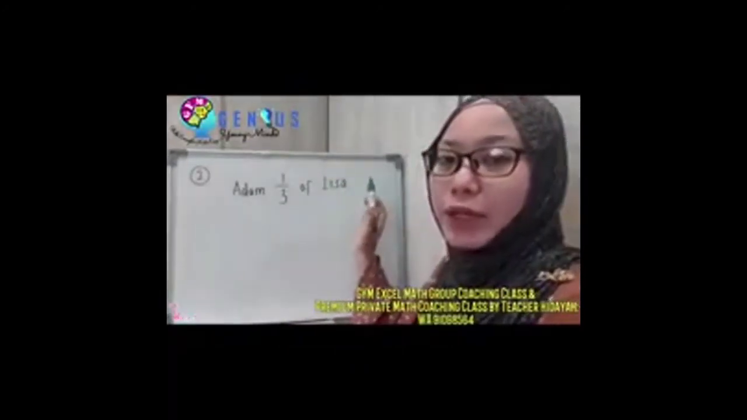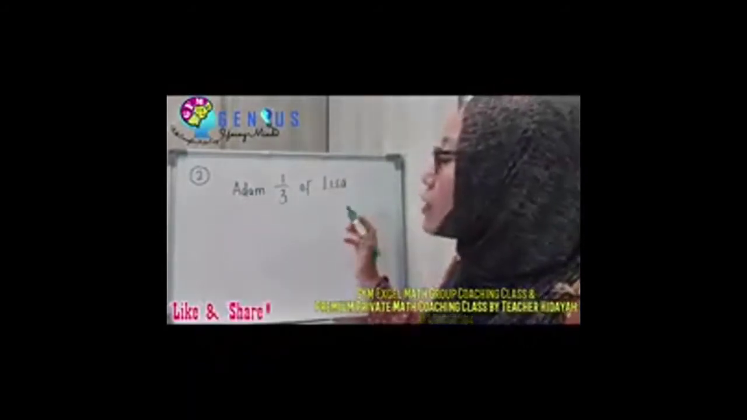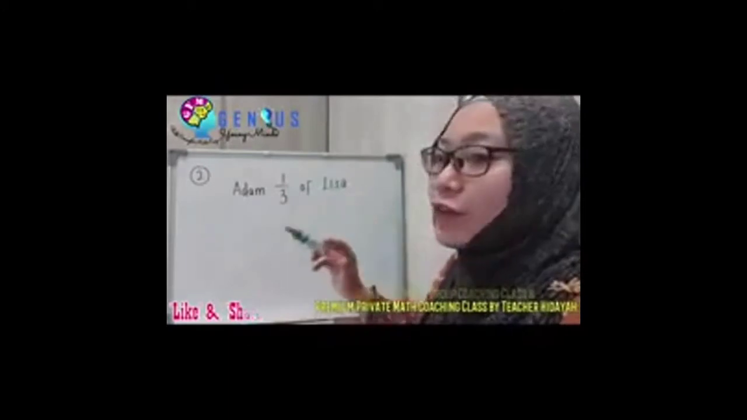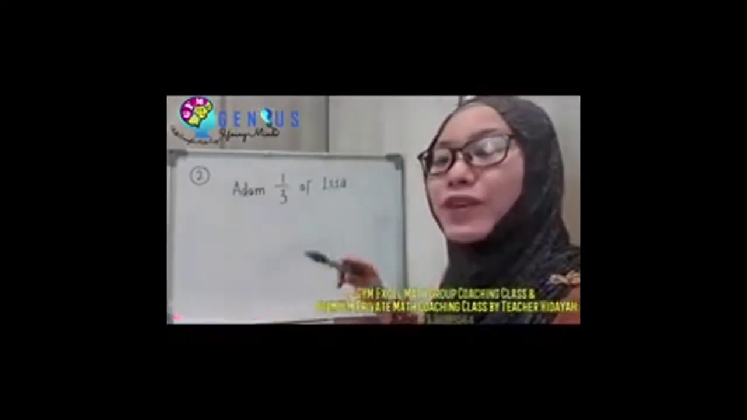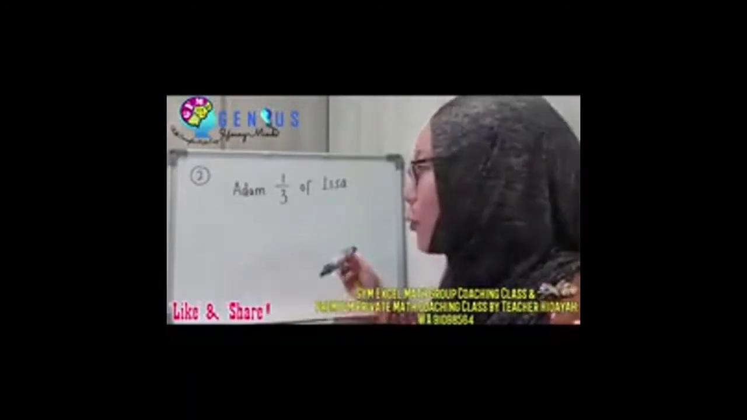This is tip number 2 for fractions. So we have Adam is 1/3 of Lisa. This is a very common statement in fraction sums or problem sums. If you have this kind of question, you have to know that 1/3 is a fraction in its simplest form. If it's a fraction in its simplest form, it is already in its units form, which means this is 1 unit, this is 3 units.